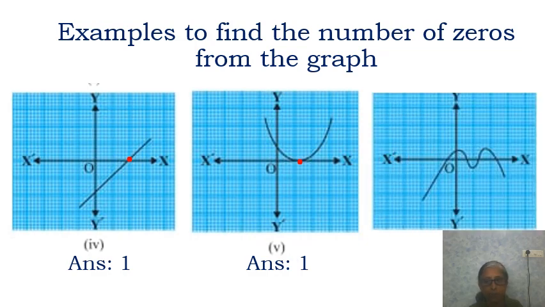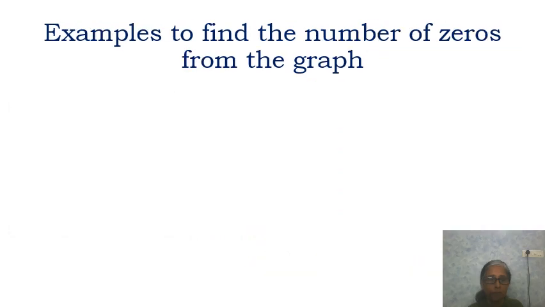And now take the next one. It's almost an inverted W, so you can say it is a 4-degree polynomial. Okay, where is it intersecting? You can see at 4 points it is intersecting the x-axis, and therefore number of zeros will be 4. Is that clear? We'll do a few more examples.